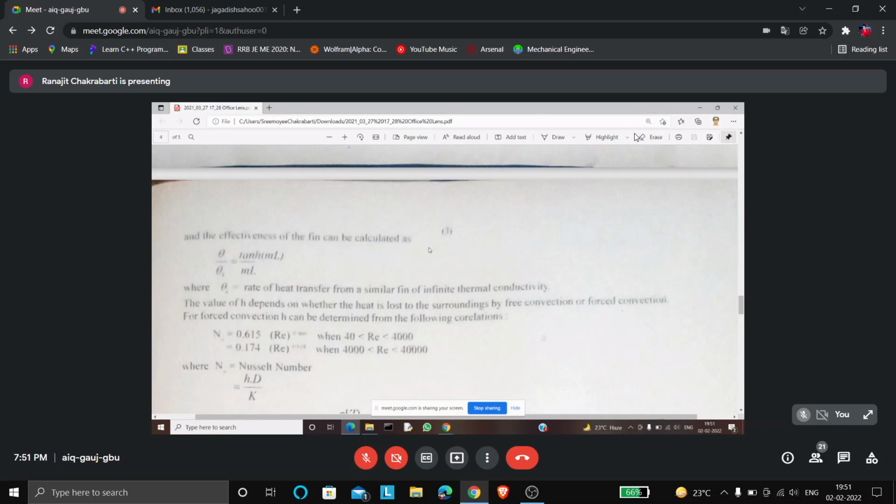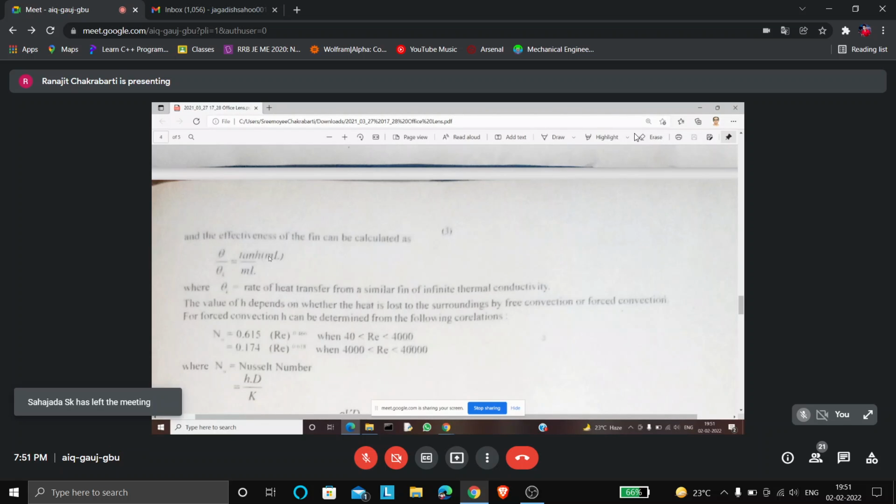Again, Q fin by Q non-finned, or Q unfinned, that is the effectiveness, and you can find the expression in the book. These are the things that you have to find out. Now, for everything to be done, you have to find out m. If you do not know what m is, you cannot do anything.